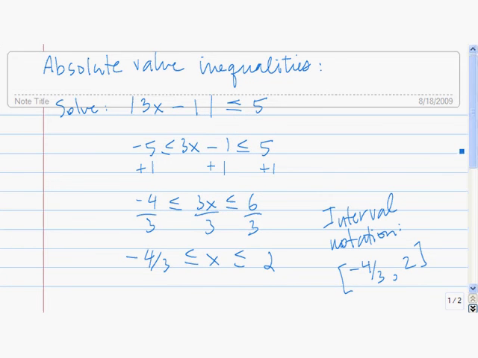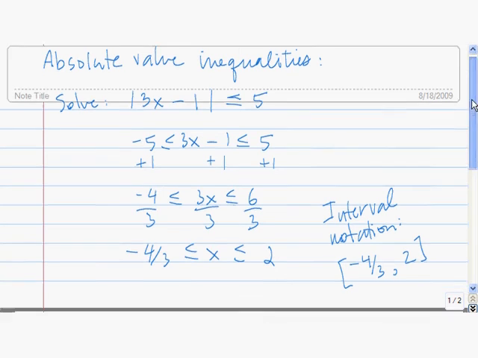Okay, let's solve an absolute value inequality of the other type. Okay, let's solve the absolute value of 2 plus 4x is greater than 3. Okay, so you solve absolute value inequalities differently if the inequality is opening toward the absolute value. In this case, what we do is we take the inside, 2 plus 4x.